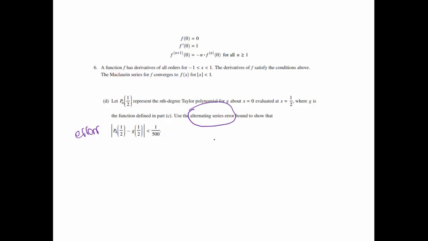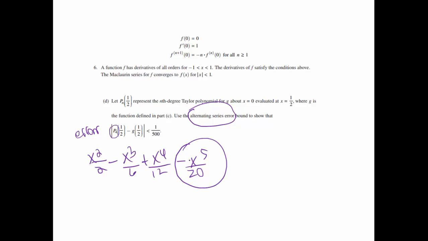If hopefully you recall, with an alternating series error, you just need to find the next degree term. So if I have the fourth degree polynomial, and I'm going to rewrite it from part C, it was x squared over 2 minus x cubed over 6 plus x to the fourth over 12 minus x to the fifth over 20. If this is a fourth degree Taylor polynomial, okay, right here, there's a little 4 there, to get the error, I just need to use the fifth degree term. So we are going to use the fifth degree term.